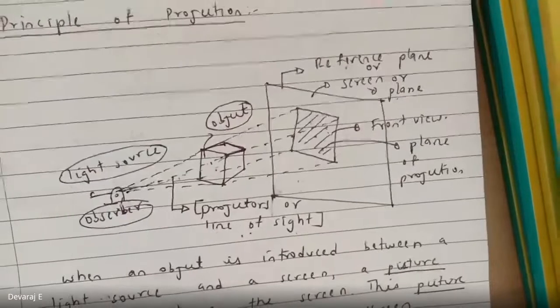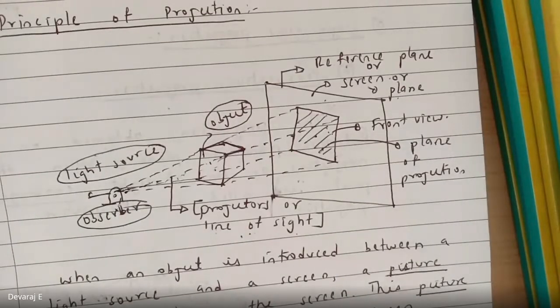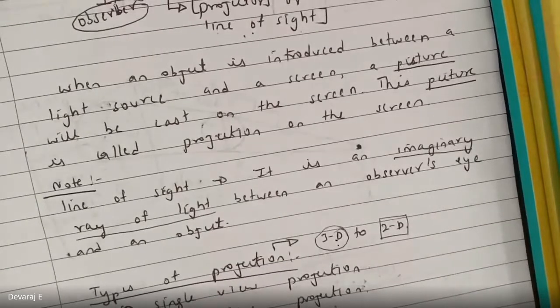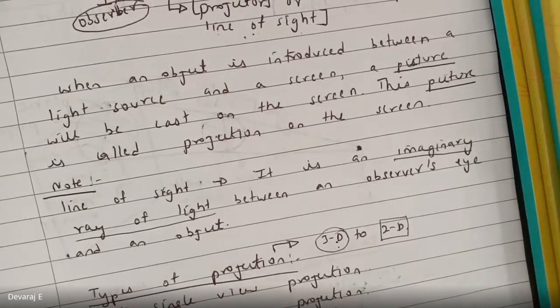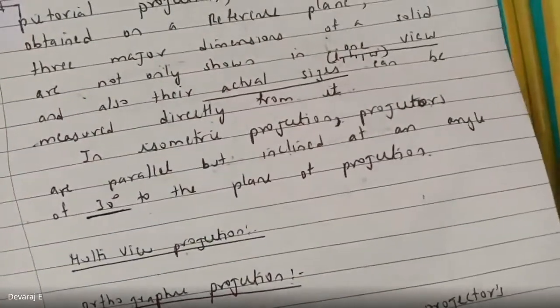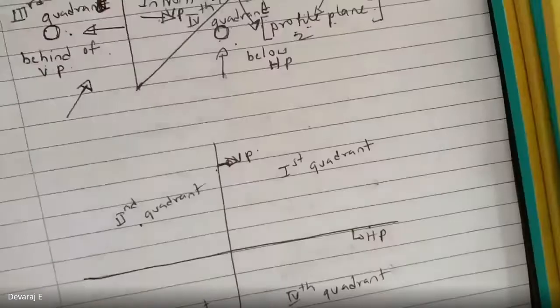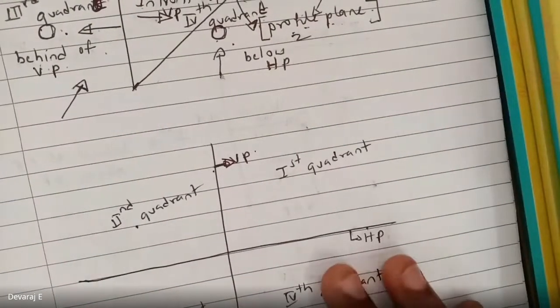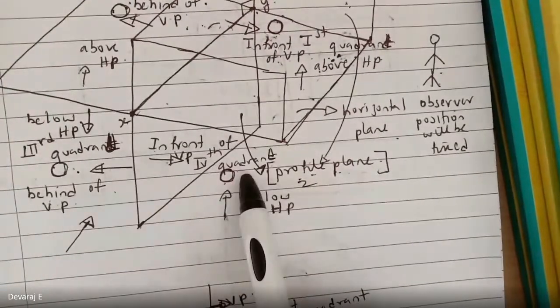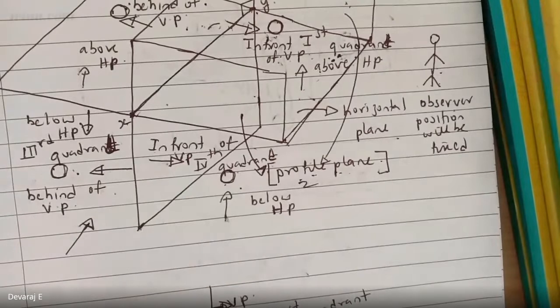I started with the principle of projections. Then I taught you the types of projection systems, single view and multi-view projection. In single view, that is perspective, oblique view, and axonometric projection system. After that, in multi-view projection, orthographic, what is meant by orthographic projection and how we should draw the orthographic views. Later on, we discussed the quadrant systems, 1, 2, 3, 4, one by one.